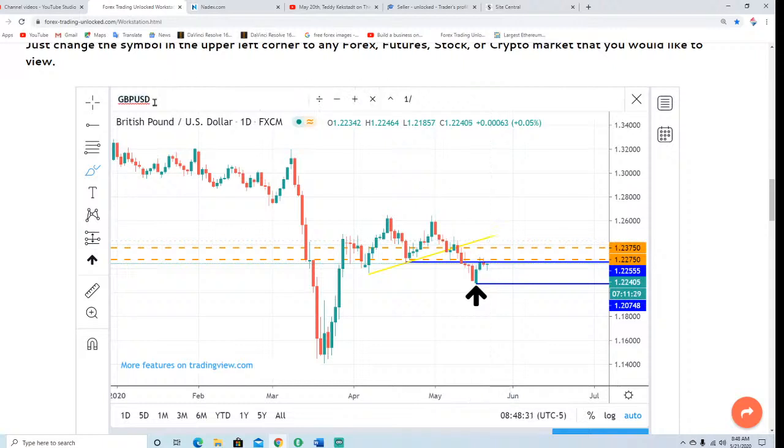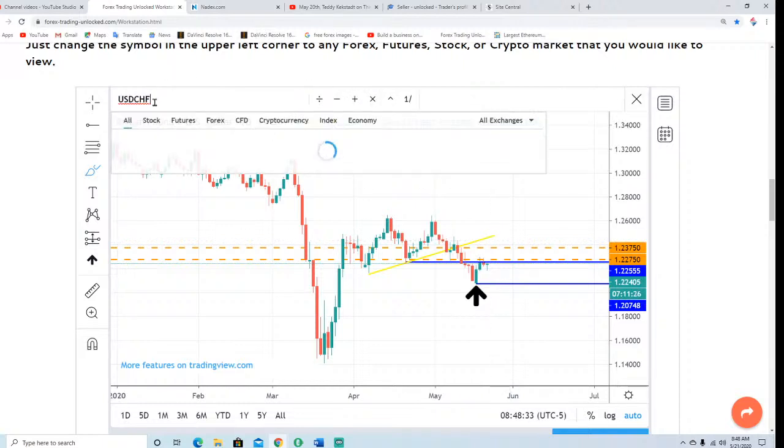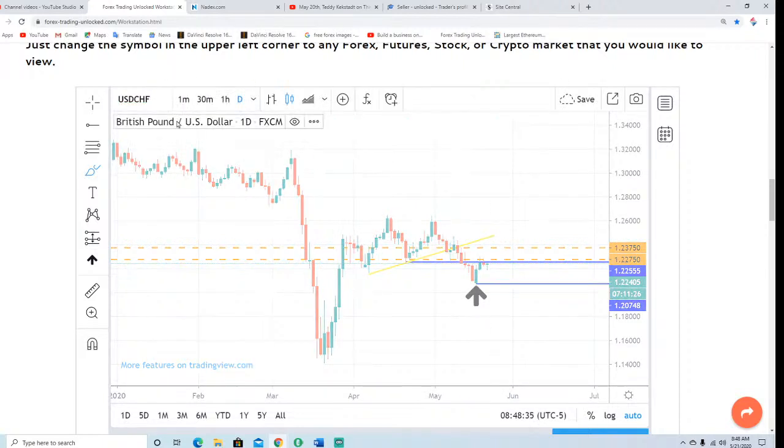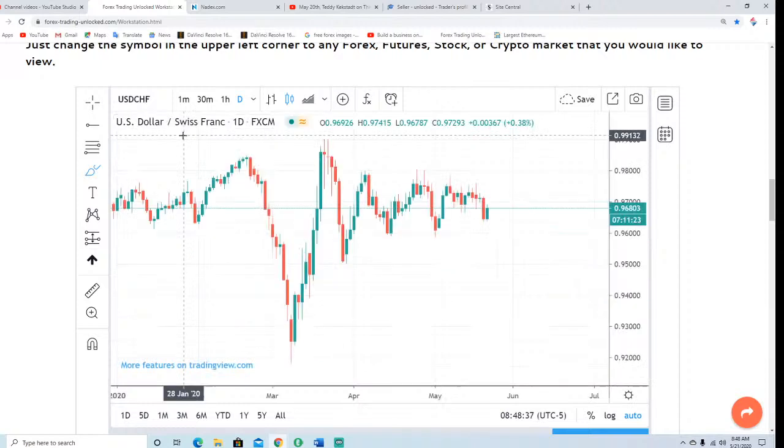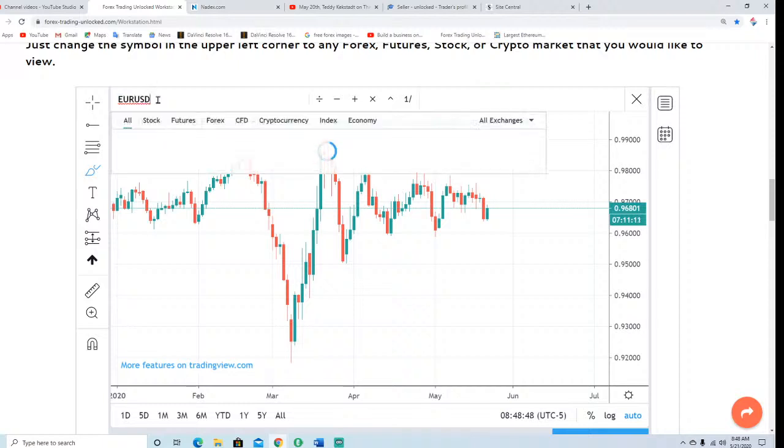Let's take a look at what the US dollar Swiss is doing. Remember how that was a big sell-off yesterday? And then, see, this was on the highs when we started the webinar. Now it's pulling back. So this would be interesting to see. I could see the US dollar might still be strong against the Swiss yet, but now let's see what it's doing with the Euro US dollar.